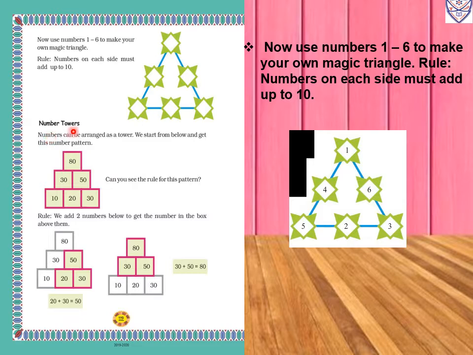Now number towers. Numbers can be arranged as a tower. We start from below and get this number pattern. Can you see the rule for this pattern?